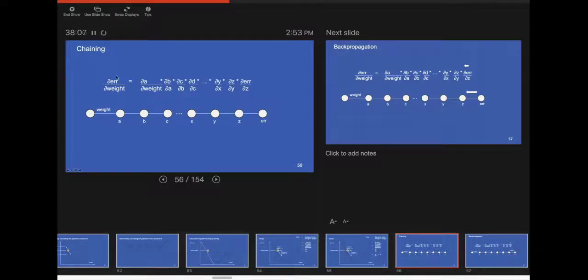And what allows us to do that is expressing this quantity that we want to compute in chain rule notation, where I can say the rate of change of error with respect to the weight is the rate of change of this output A with respect to the weight, multiplied by the rate of change of B with respect to A, C with respect to B, and so on and so forth, until you get to the very last layer, which is the rate of change of error with respect to Z. So this is just an algebraic manipulation of expanding out this error function that I want to calculate as a product of these intermediate gradients.